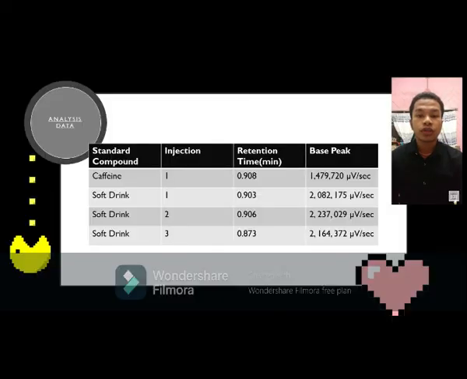Now we proceed to data analysis. The table shows the standard compound with retention time and base peak. This data is valuable because it can be used to compare retention times of different compounds. This method only works when the compounds have unique retention times under different temperatures.